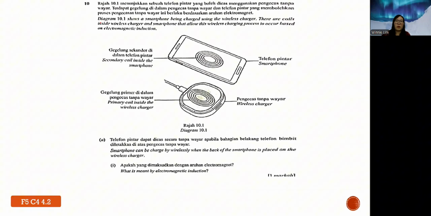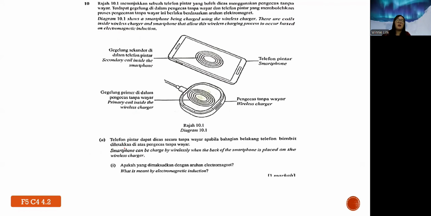Okay, we go through the questions right now. So diagram 10.1 shows a smartphone being charged using the wireless charger. There are coils inside the wireless charger and smartphone that allow the wireless charging process to occur based on electromagnetic induction. So the smartphone can be charged wirelessly when the back of the smartphone is placed on the wireless charger. So firstly, what is the meaning of electromagnetic induction?